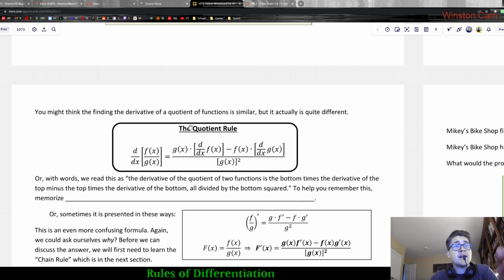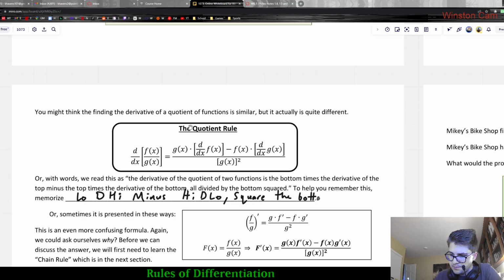So again, there's a mnemonic that my teacher taught me in high school that I still remember, which I like to pass on and teach you guys as well. The mnemonic that I use to memorize the quotient rule is always low d high, in green for some reason, not that it really matters. Low d high minus high d low, square the bottom, and away we go.